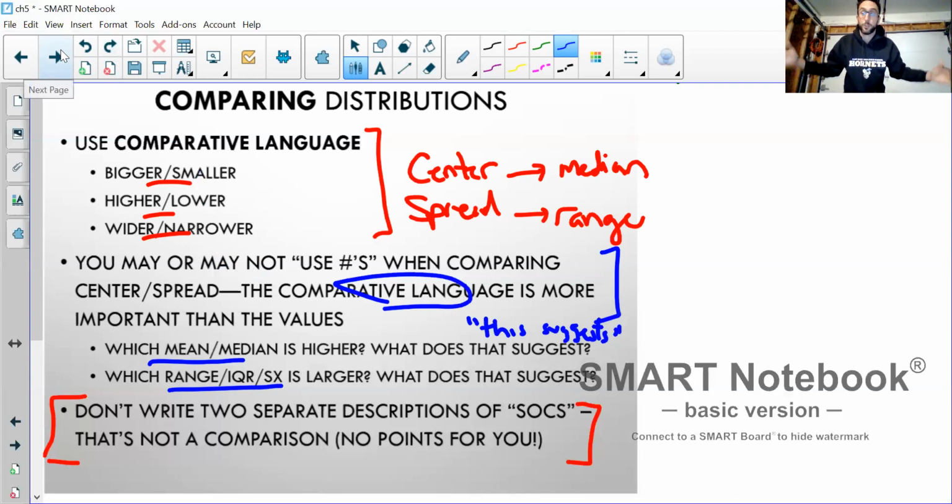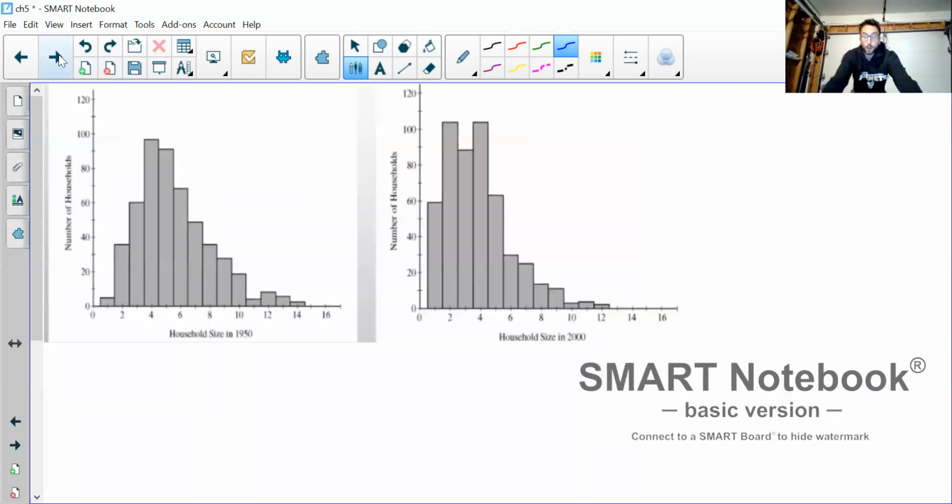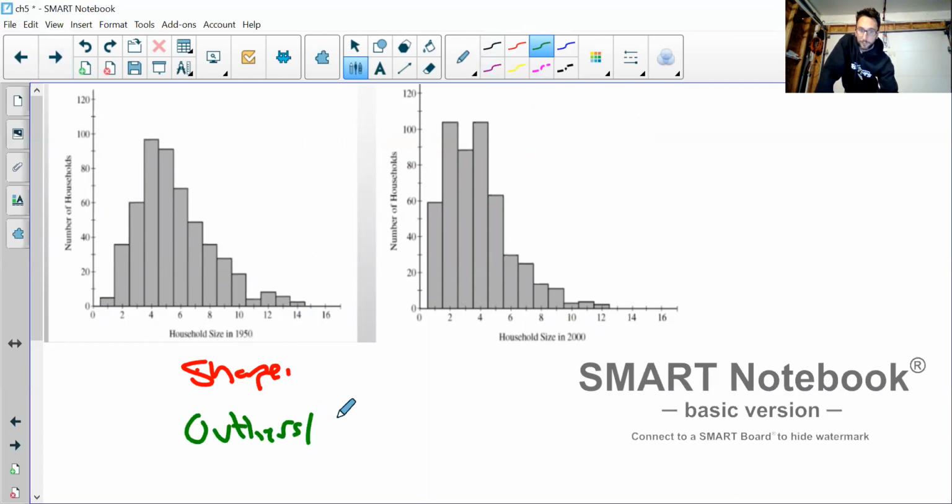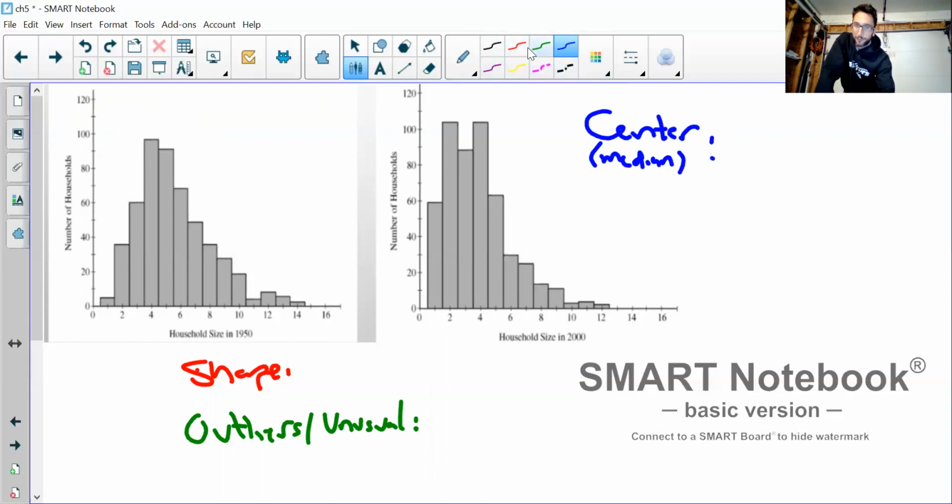So now, let's do it. So here are our two histograms. As we know, we've got to comment on 4 things, right? So we've got shape, we've got outliers, or anything unusual, features like a gap or something crazy. I guess that's not that crazy. The center, which if we're given a histogram, we're going to try to estimate the median. And then we're going to look at the spread.